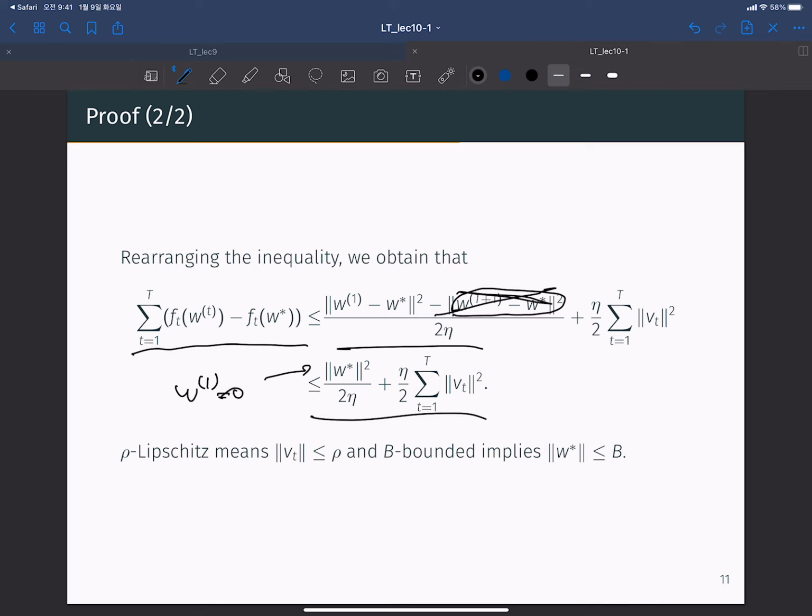Right, so when the loss is Lipschitz continuous, when we have this property, then v_t is upper bounded by rho, and when we have the bounded property, then the norm of w star is bounded by b. That's it.